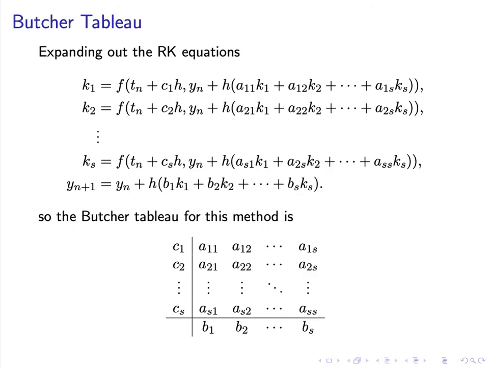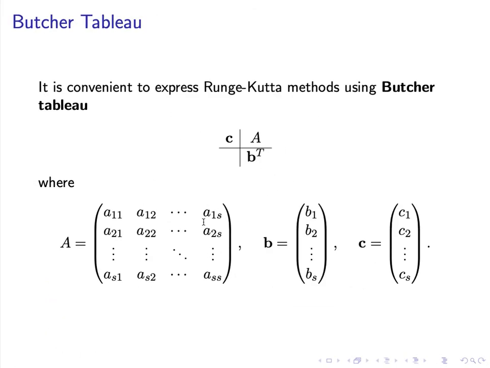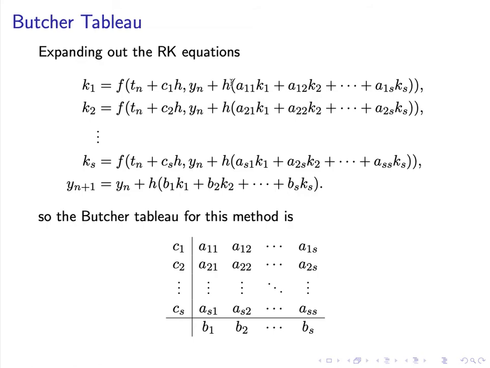So if we expand out the equations for a Runge-Kutta method, just going back a couple of slides, you can see here we've got a couple of summations. So what I've done here is I've expanded out the summations. This is the summation in the K, or one of the stage values, and this here is the summation in the updating of our solution y_{n+1}.